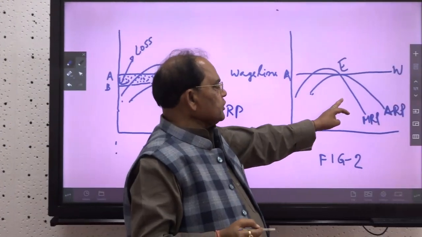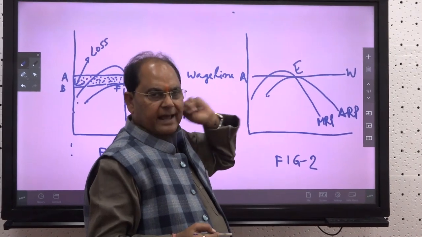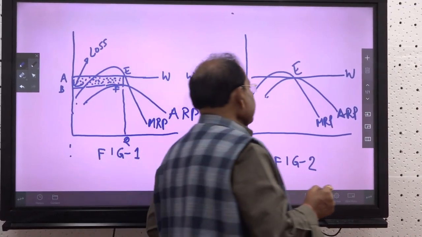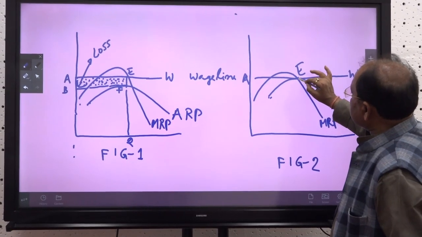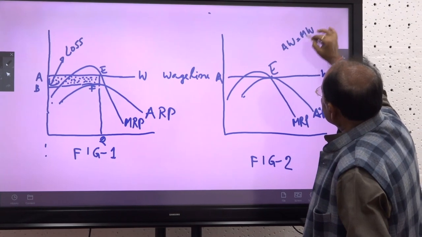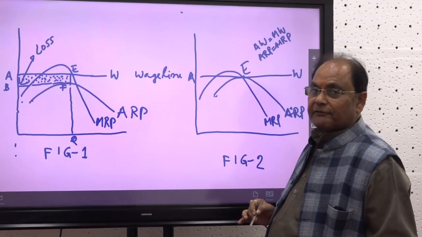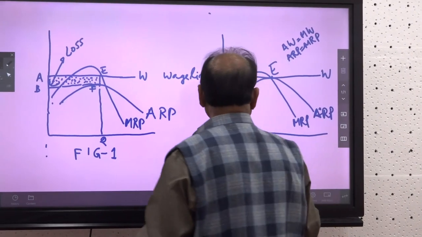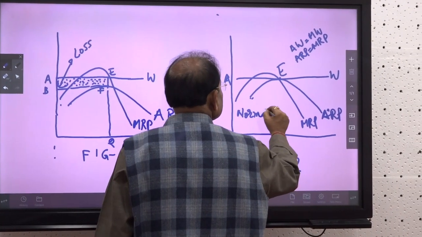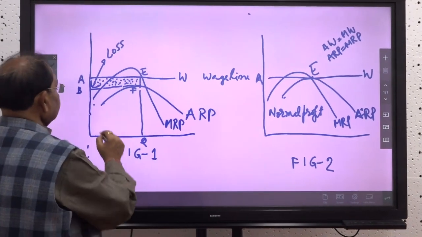Similarly, in this diagram, you will notice that ARP has been drawn in such a manner that its upper limit touches the wage line. As usual, MRP will cross from its highest point. So this is E. But at this point, you notice that everything is equal. That is AW, MW, ARP, and MRP all are equal. And the fact that all are equal, this is the situation of normal profit only. This is known as zero profit or normal profit. Whereas this is the situation of loss.